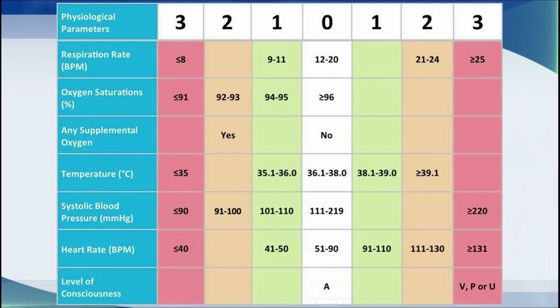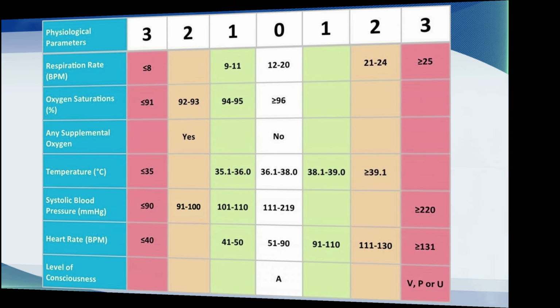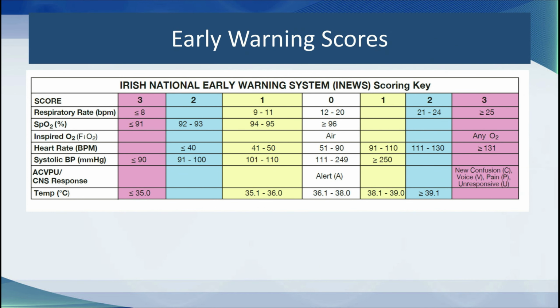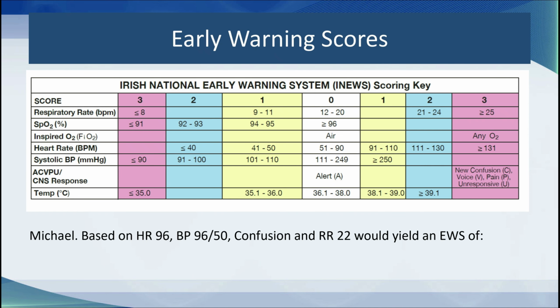This is the UK National Early Warning Score, or NEWS, and this is the Irish Early Warning Score system. And you can see they're pretty much the same, slightly different colour scheme, but more or less the same way of scoring. So Michael, based on his heart rate of 96, blood pressure of 96/50, confusion, and a respiratory rate of 22, would yield an early warning score of 7. Now, what do you do when you get an early warning score of 7?